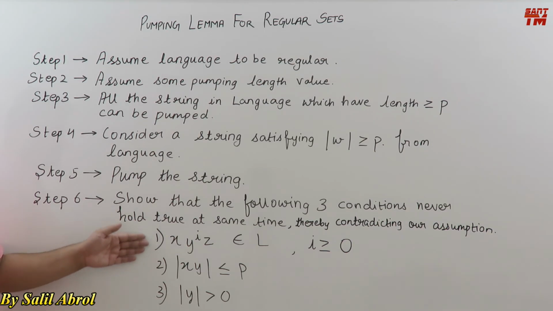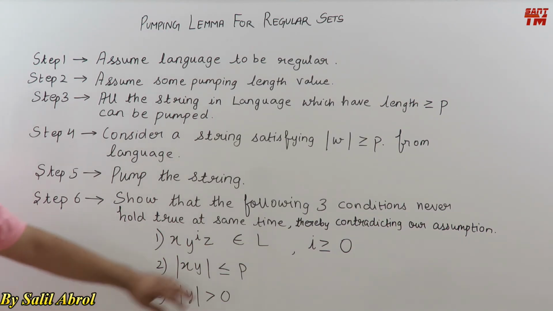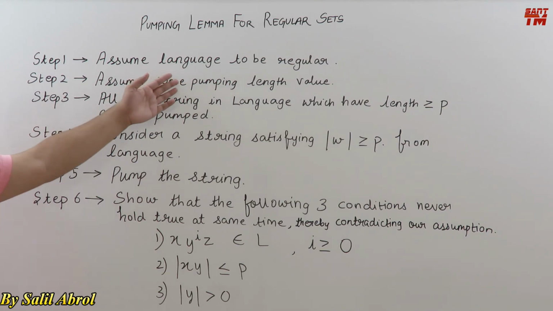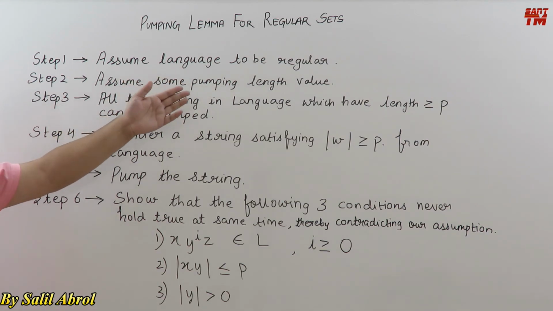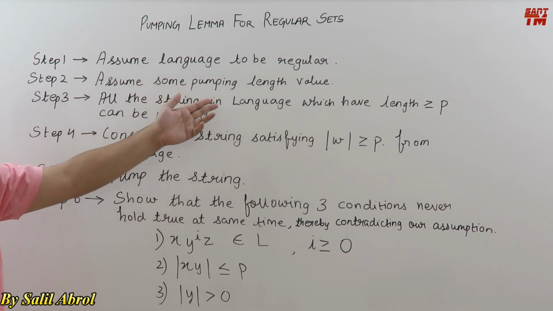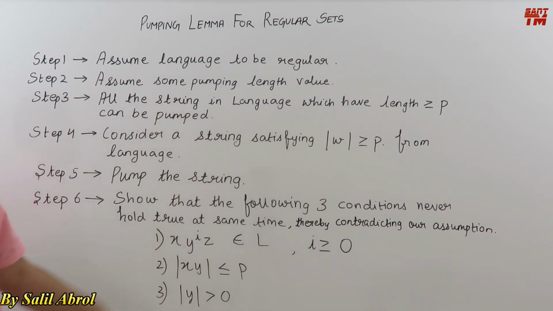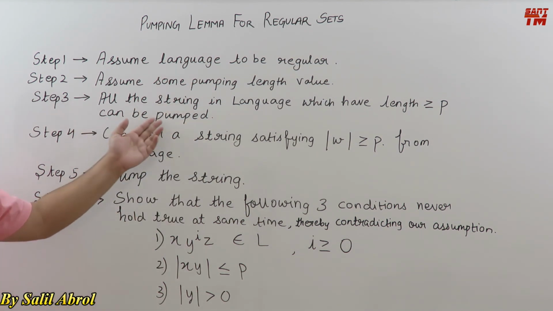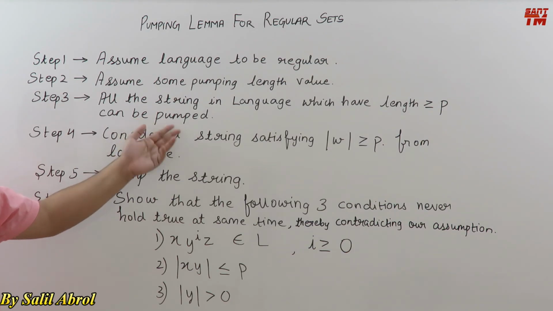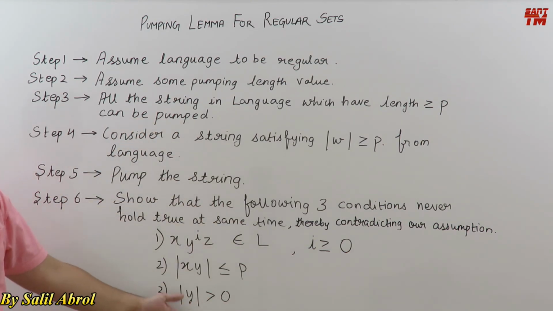So we have to show that these 3 conditions are never true at the same time, thereby contradicting our assumption that the language is regular and it has some pumping length, or that there are some strings in that language with length greater than or equal to the pumping length that can be pumped. It is contradicting these 3 assumptions. Therefore the language is not regular.